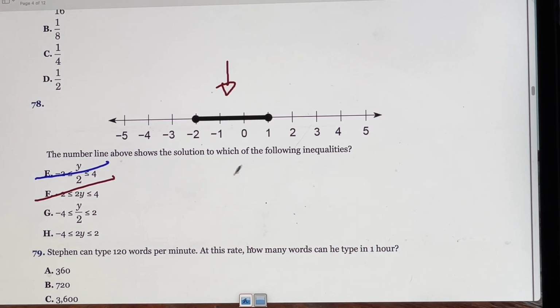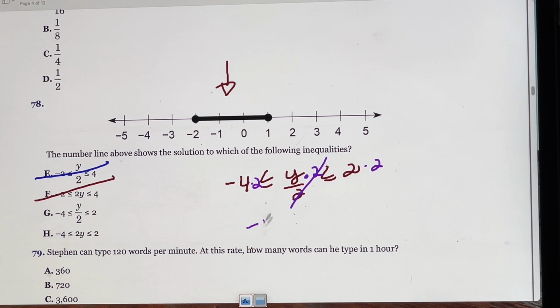So that's also gone. G, negative 4 less or equal to y divided by 2 less or equal to 2. So this one, we multiply everybody by 2, right? To isolate y, multiply by 2, multiply by 2, multiply by 2. So you can already tell that this is also not represented by this number line. So it looks like it's H.